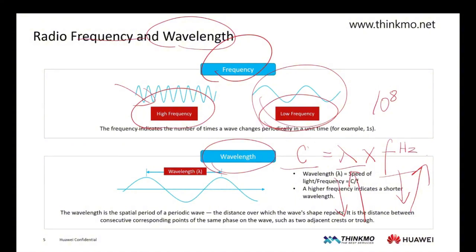Frequency, the unit is hertz. When writing frequency, we often use hertz to express it, such as 2.4 GHz. The G in this context represents 1,000, that is gigahertz. M represents megahertz. We need to pay attention to these measurement units when writing them.